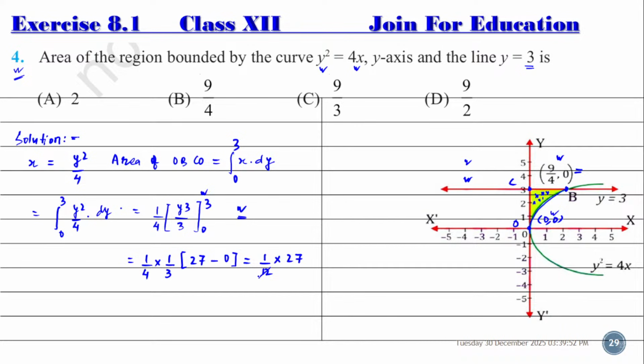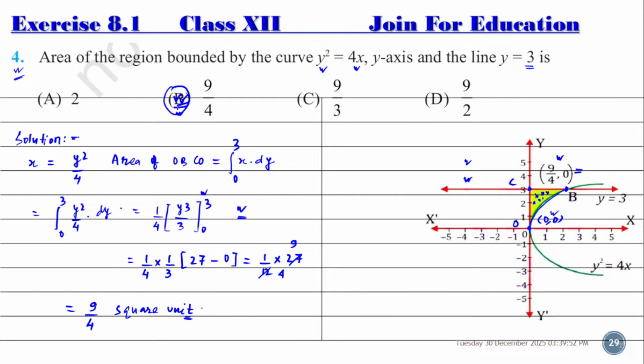So here will be 3 4s are 12 and 3 9s are 27, equal to 9 by 4 square unit. So 9 by 4 is in option B. So the correct option of this question will be B. I hope there is no problem understanding the solution of these 4 questions.